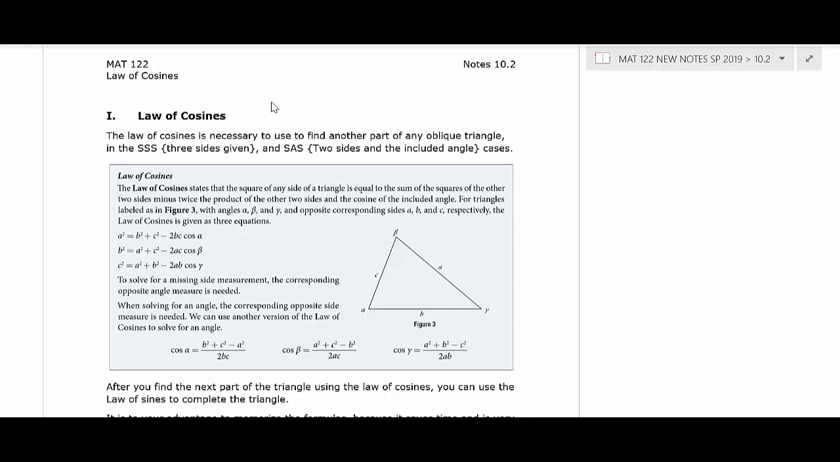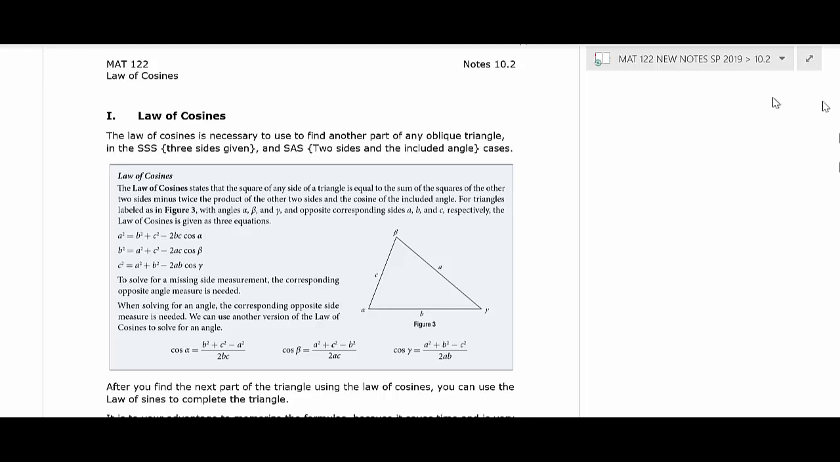All right, so let's see. We will be working on law of cosines. Now, this section I'm going to break up primarily into three parts. We're going to look at what the law of cosines is. We'll look at some applications, and then we're also going to look at what's called Heron's formula, finding an area of a triangle.